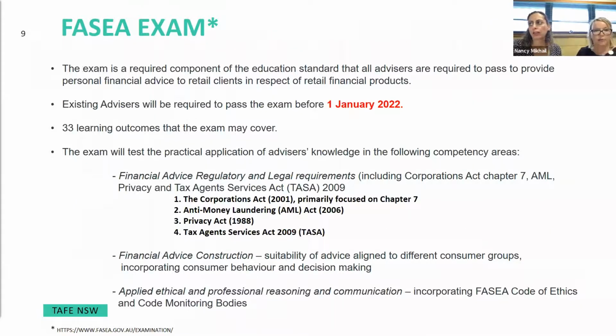The exam is a required component of the education standard that all advisors need to take. Existing advisors are required to pass this exam before the 1st of January 2022. Part of this exam, there are 33 learning outcomes that the exam could cover, but you all need to know these 33 learning outcomes. These 33 learning outcomes are split into 3 particular areas, which are financial advice, regulatory and legal requirements, which looks at the Corporations Act, Anti-Money Laundering, Privacy Act, the Tax Agent Services Act. It also looks at the financial advice construction and applied ethical and professional reasoning and communication. And this includes the FASEA Code of Ethics and Code of Monitoring Bodies.